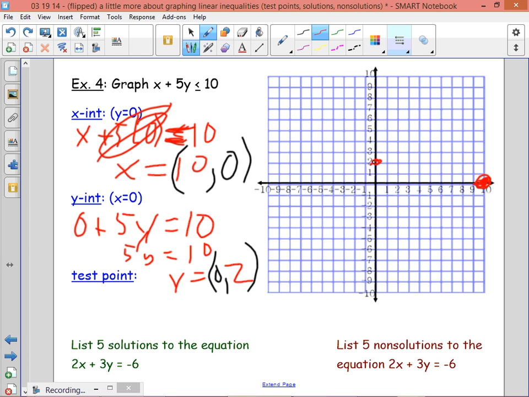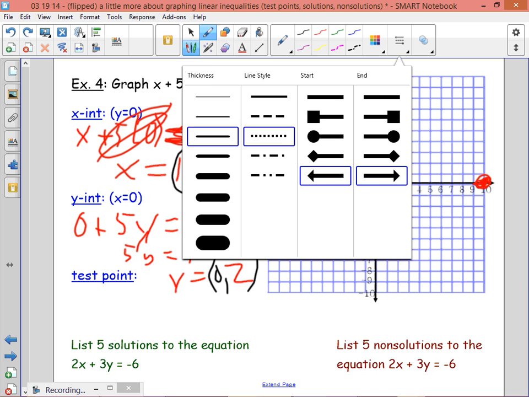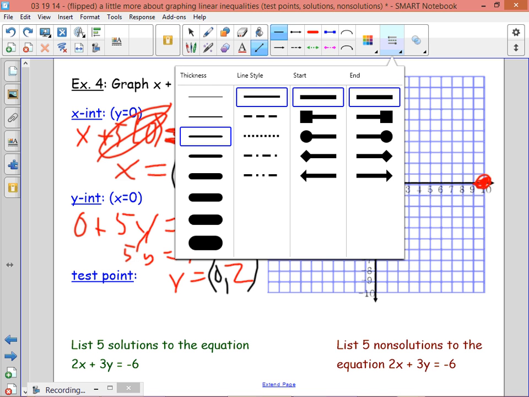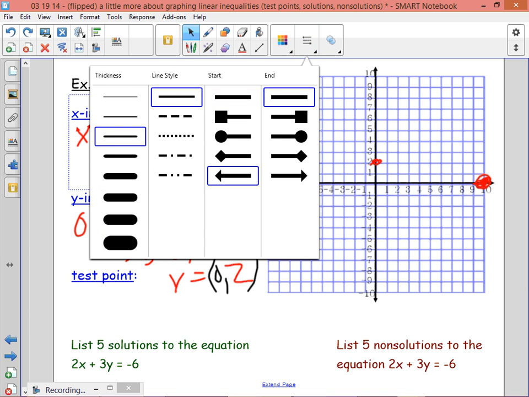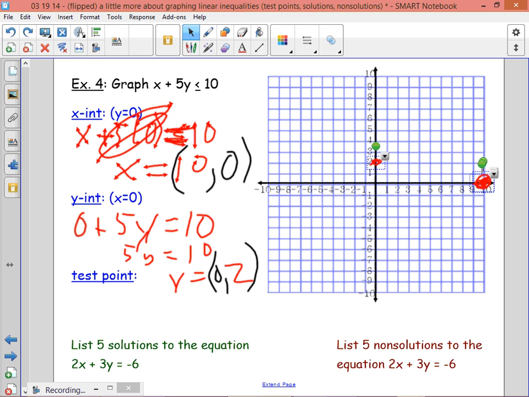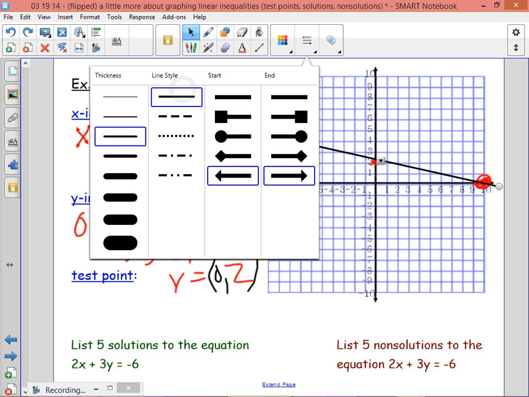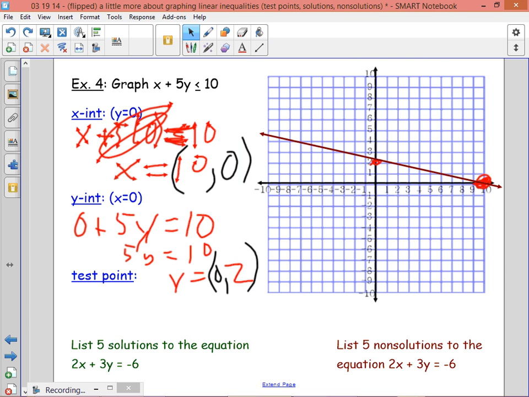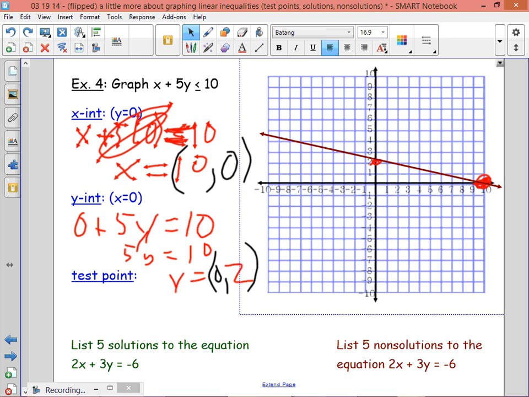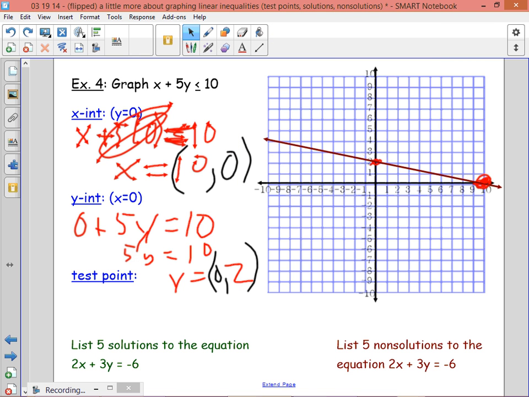I draw my line in, dashed. Oops. Do I need a dashed line? No, I need a solid line. Left and right arrows. I was having some trouble drawing that line, so let's do it one more time. Turn it into a solid line. Left, right arrows, solid line. Turn it red so it's more visible. Okay, that's it. I have graphed this.